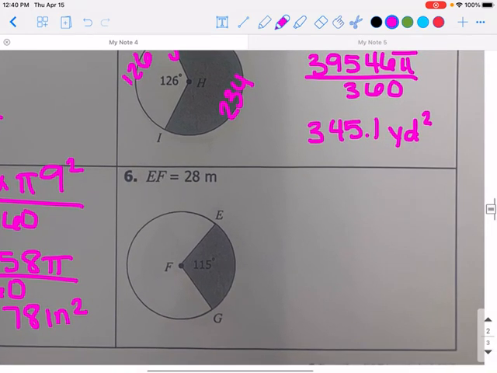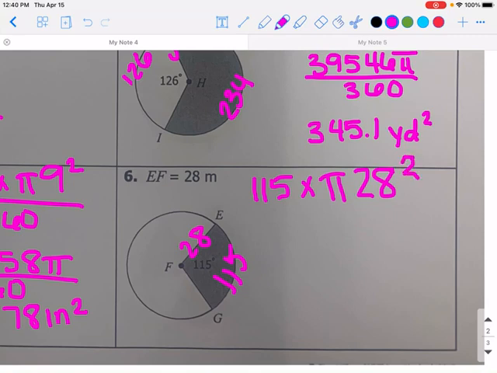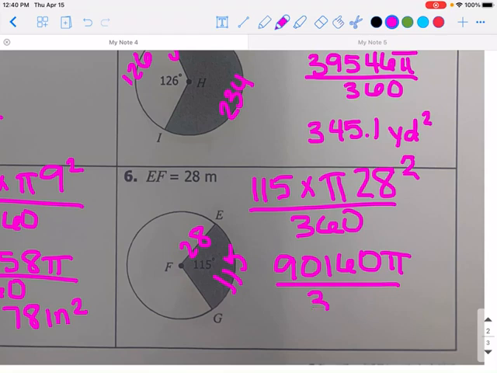All right, and lastly, number 6, EF is 28. 115 for the angle, which means I copy it. 115 times pi 28 squared, all over 360, which is 90,160 pi, all over 360, which comes out to 786.79 meters squared.